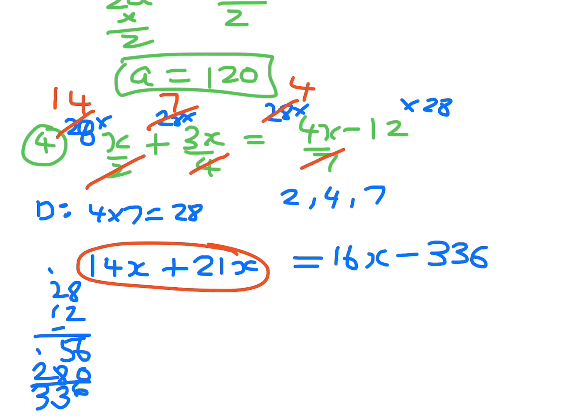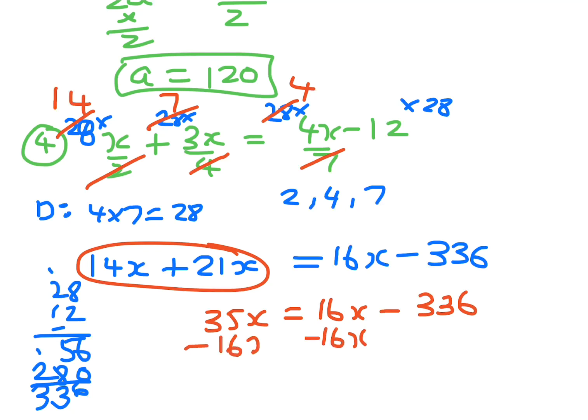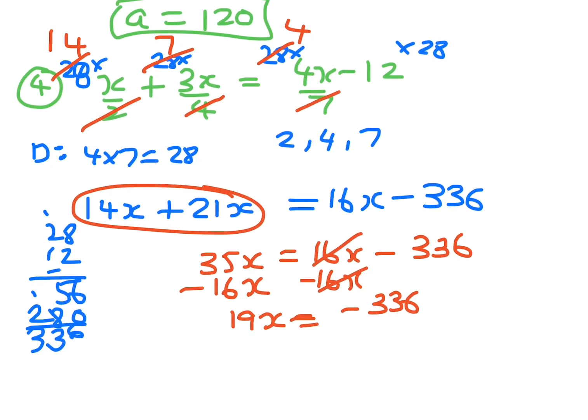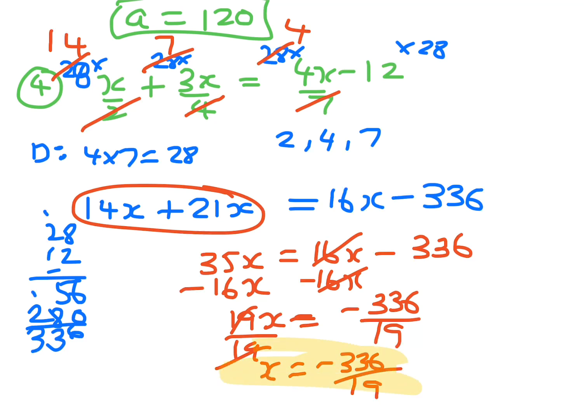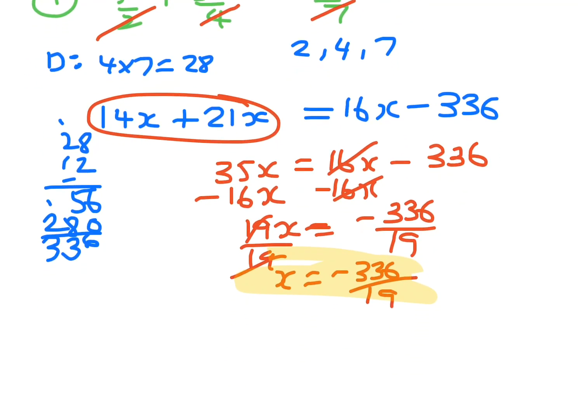Okay, now we've got some like terms on this left hand side, so we're going to add them together. 14 and 21 is 35x equals 16x minus 336. Get rid of the 16. 35 minus 16, that would be 19. So it's 19x equals, because they cancel out, minus 336. And then divide by 19, divide by 19. So x is minus 336 over 19.